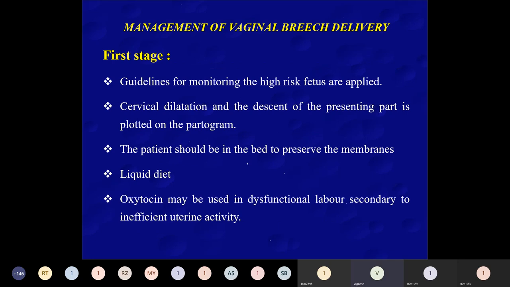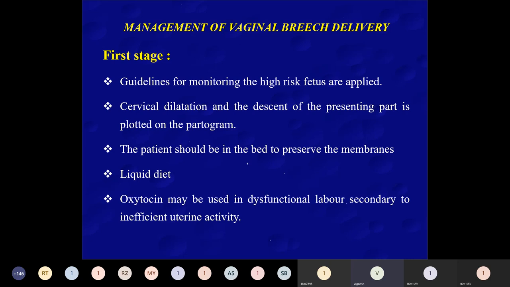The cervical dilatation and descent of the presenting part should be plotted in a partograph. The patient should be in bed to preserve the membranes, so don't allow her to move around, because with an ill-fitting head and a sausage-shaped bag of membranes, if they rupture she can have a cord prolapse. That's why she has to be confined to the bed.